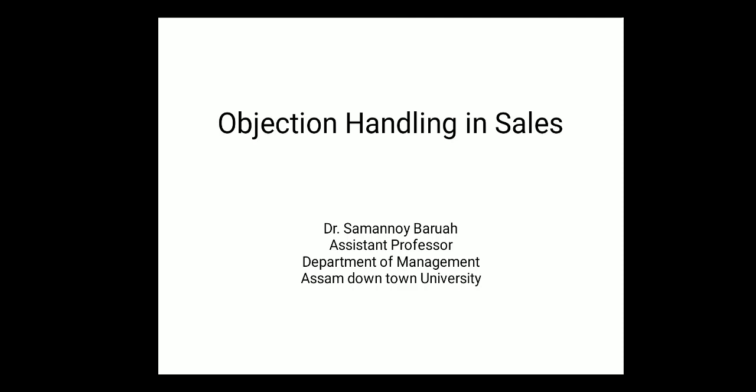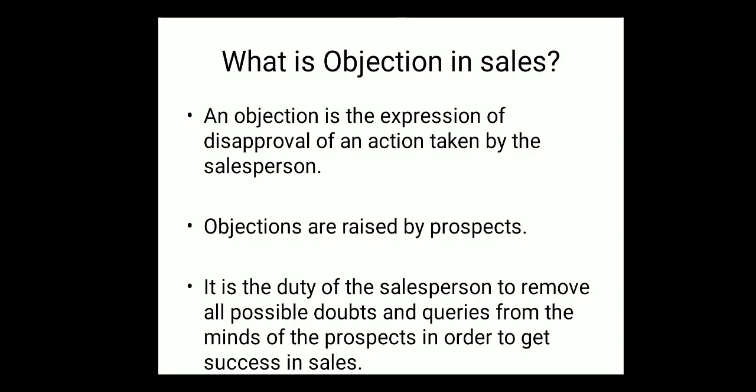So let us first try to understand what an objection in sales is. An objection is the expression of disapproval of an action taken by the salesperson. Objections are feelings of disapproval, and these objections are usually raised by the prospects. Once an objection is raised, it indicates that the prospect is undecided about the purchase.